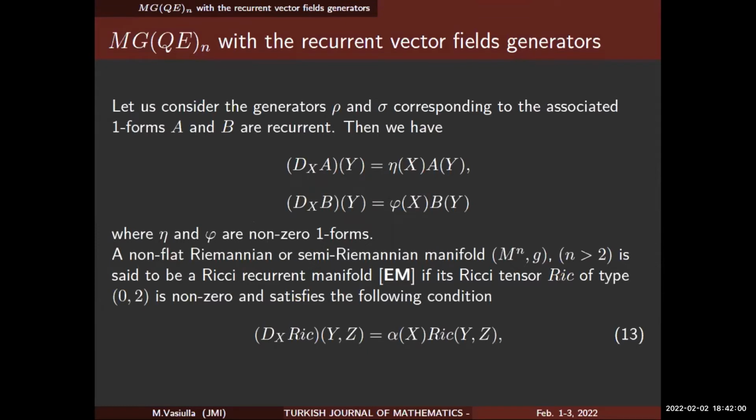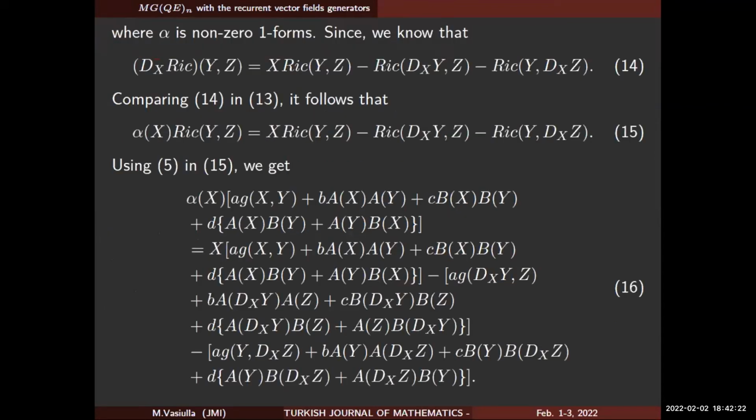A non-flat Riemannian or semi-Riemannian manifold (M, g), n greater than 2, is said to be a Ricci recurrent manifold if its Ricci tensor Ric of type (0,2) is non-zero and satisfies the following condition, which is equation number 13, where alpha is a non-zero one-form, and we know equation number 14. Comparing 14 and 13, it follows that we get 15, and using 5 in 15, we get equation number 16.